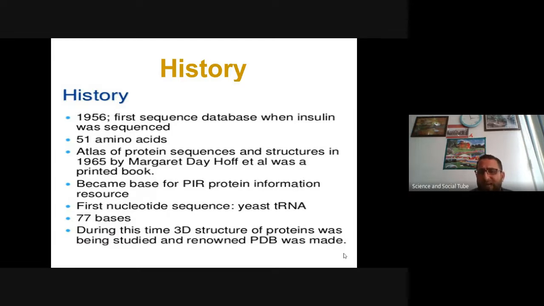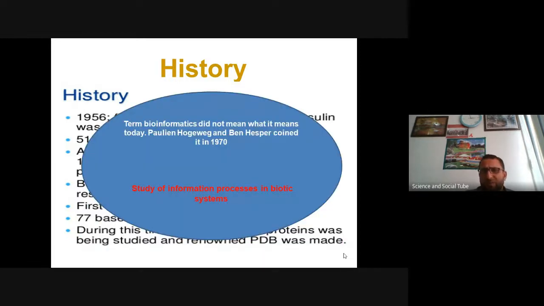Then the scientist Dayhoff started the protein sequence database. Then the yeast, the fungus, was sequenced, and 3D structure databases were developed. The history is very long, but the term bioinformatics was given in the 1970s by two scientists, Paulien Hogeweg and Ben Hesper. They coined the term in 1972. They described it as the study of information processing in biotic systems.